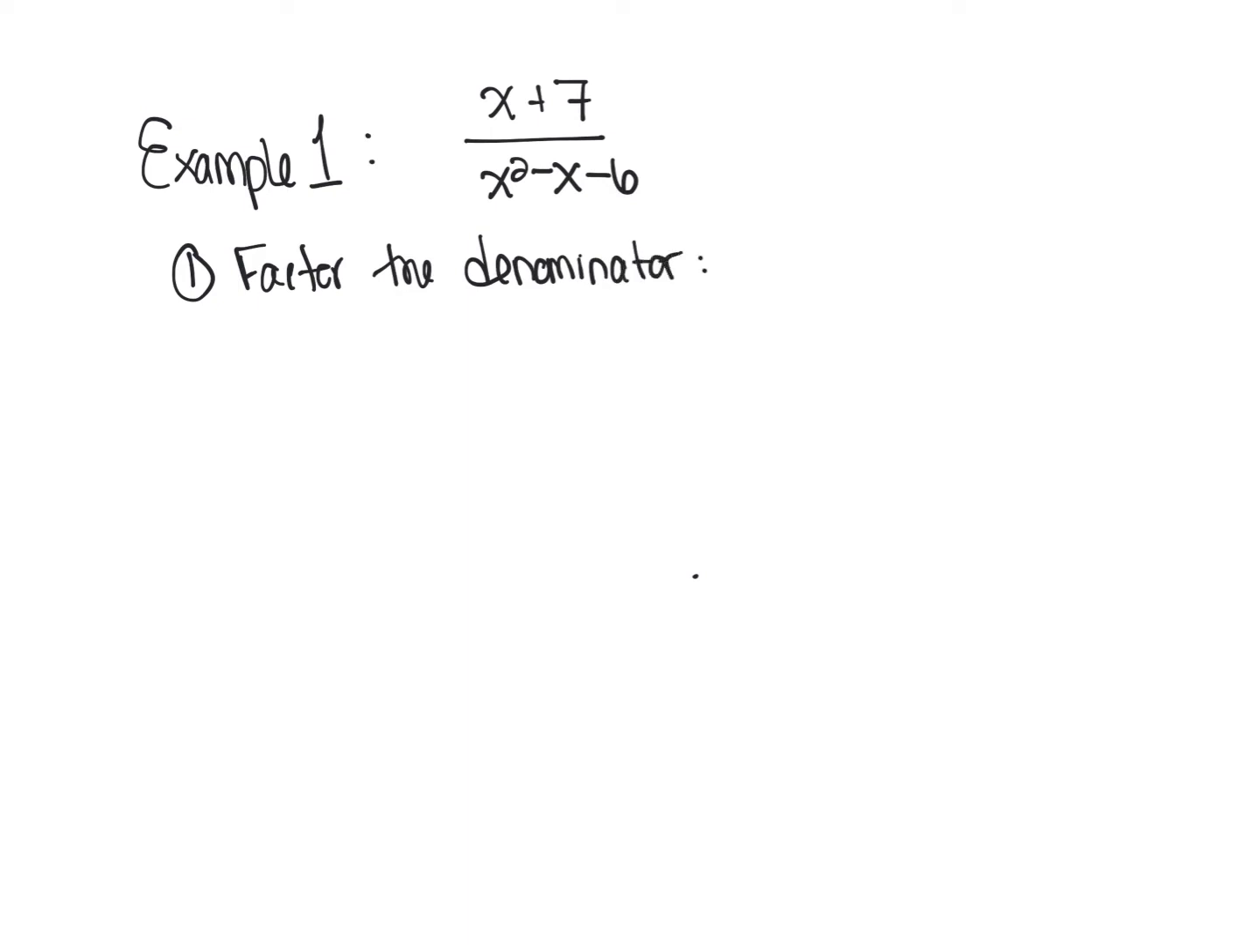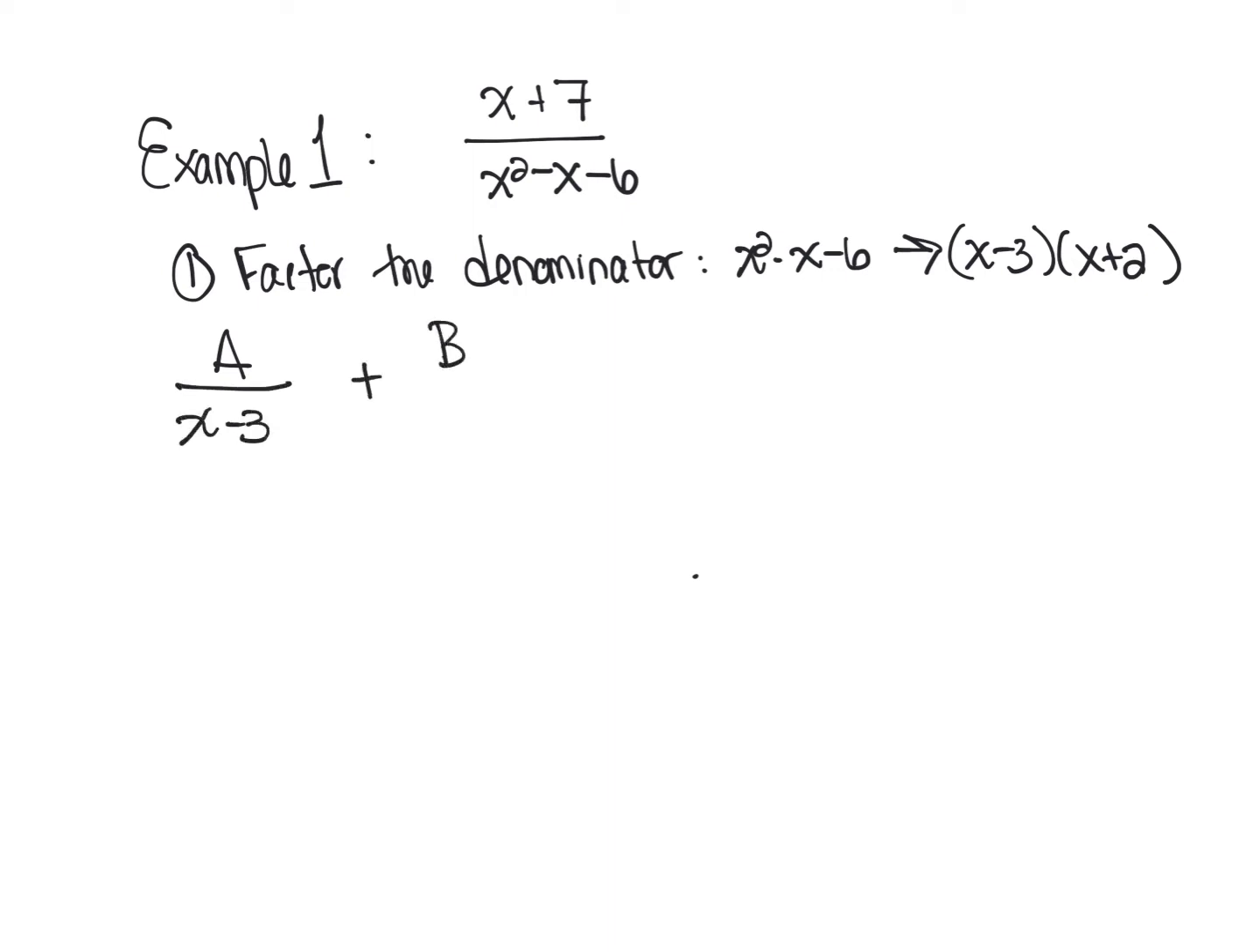So let's do that. We have x squared minus x minus 6, which we know or should know factors into x minus 3 and x plus 2. So now that we have it factored, we're going to rewrite our original fraction, but into smaller pieces. So we can rewrite this as some letter a over my first factor, x minus 3, plus some letter b over my second factor, x plus 2.